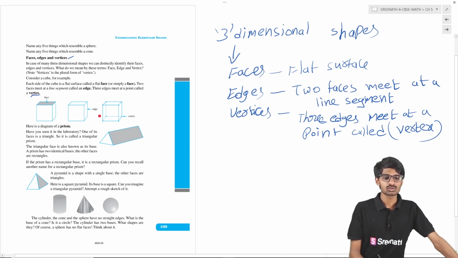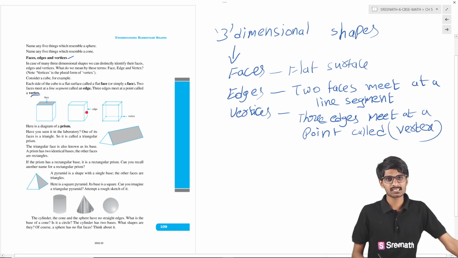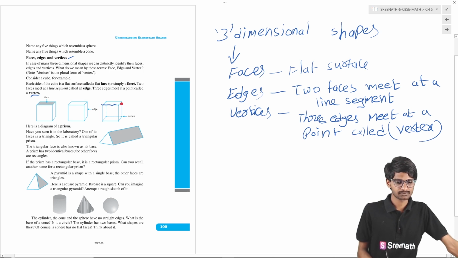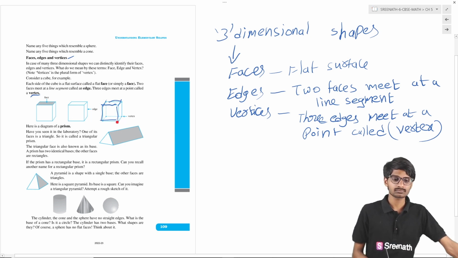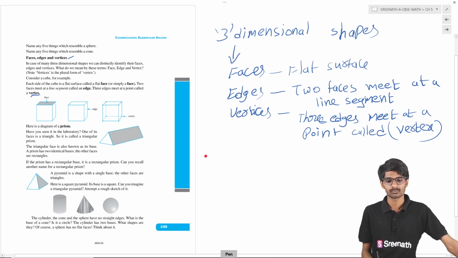Okay, students. So how many edges are there? This is the first edge. This is the second edge. This is the third edge. This is the fourth edge. This is the fifth edge. This is the sixth edge. This is the seventh edge. And the 8th edge, 9th edge, 10th, 11th, 12th. So basically 12.